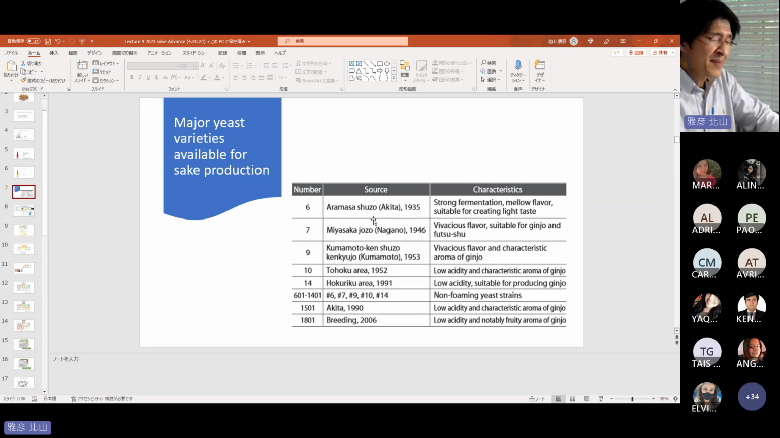So people pay more attention to the very characteristic sake produced in other parts of Japan. It means people's preferences are diverse.